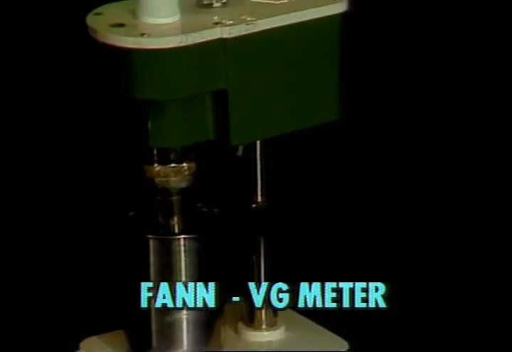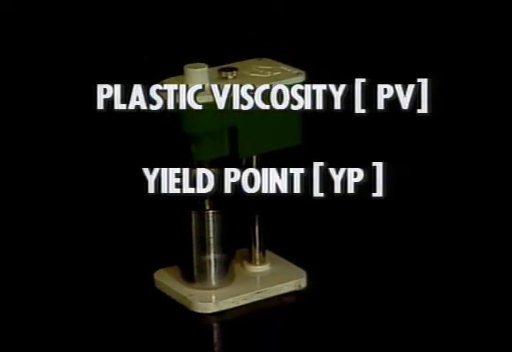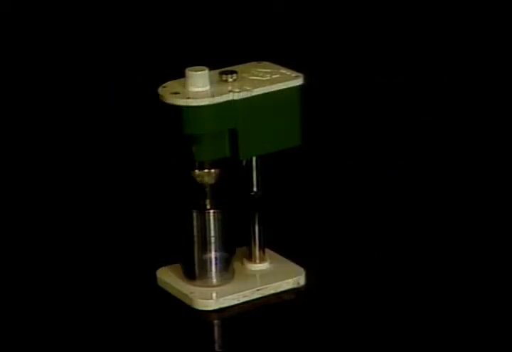When he measures viscosity, he uses a fan VG meter, and he's really measuring several different things: plastic viscosity, yield point, and gel strength. These terms probably don't mean much to you right off, so let's talk about what they are exactly. We'll start with plastic viscosity.